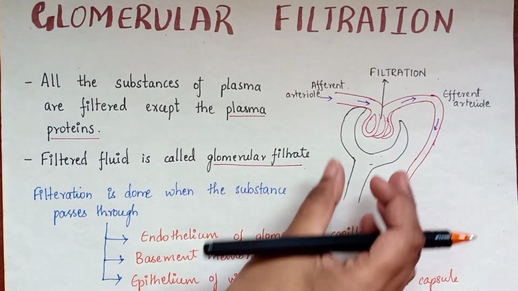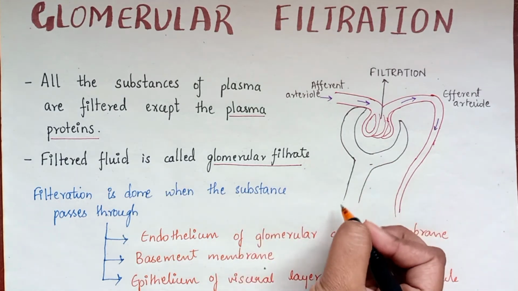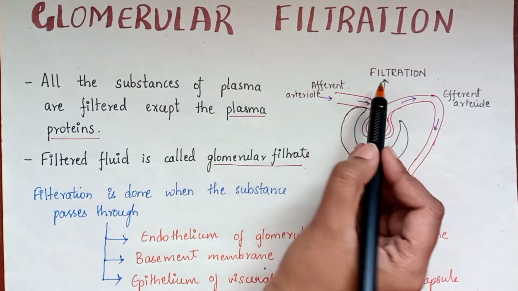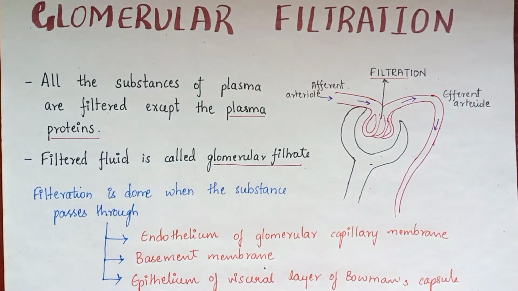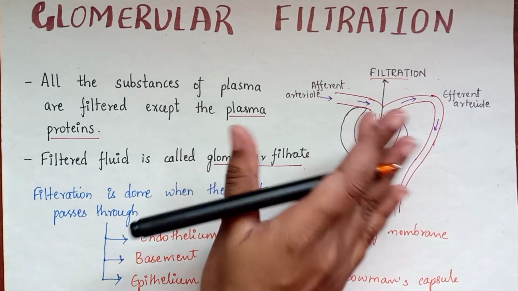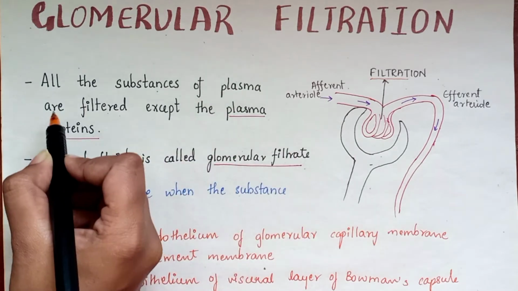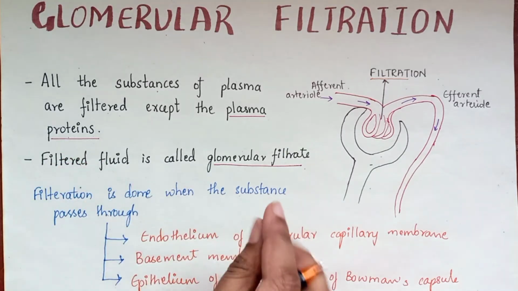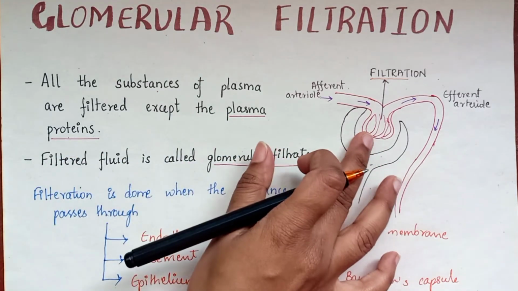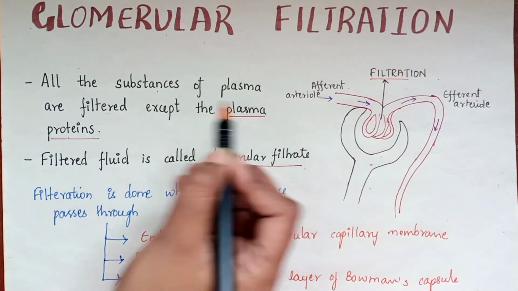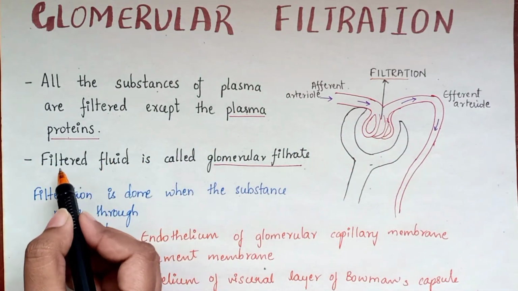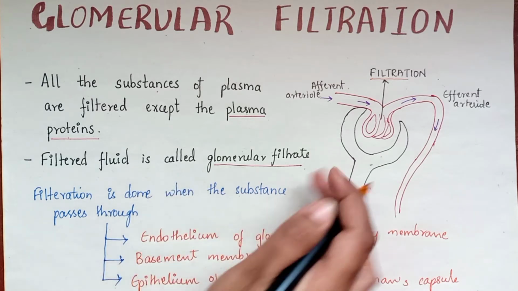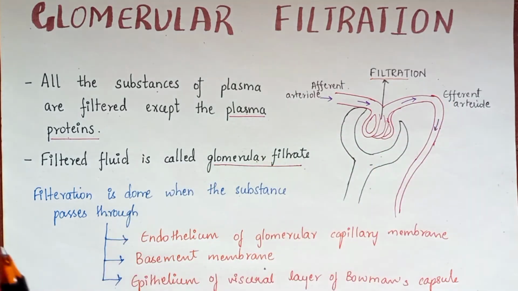First, the glomerular filtration. Here you can see there is Bowman's capsule, the nephron, the afferent and efferent arteriole. Now, the place where filtration takes place is the glomerulus. It filters the blood. All substances of plasma are filtered except plasma proteins. As we know, in blood there are many different types of cells, plasma and all. Only plasma proteins are not filtered. The fluid which is filtered out is called glomerular filtrate.